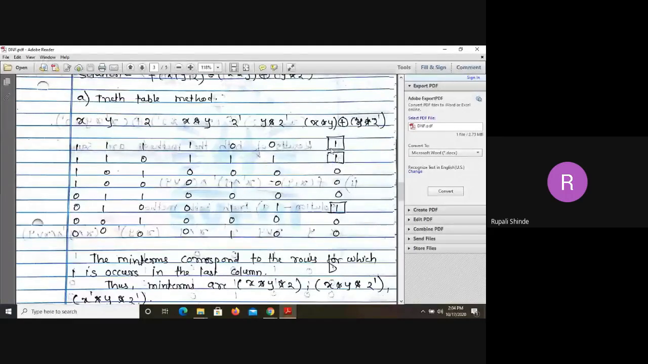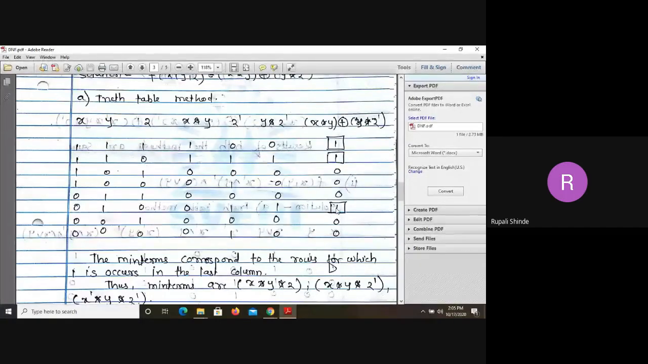Second one we have written here, and the values of x, y, z are 1, 1, 0. Okay. So how can we write the minterm? x star y star z complement. So why have we taken the complement here? Because the value of z is 0.